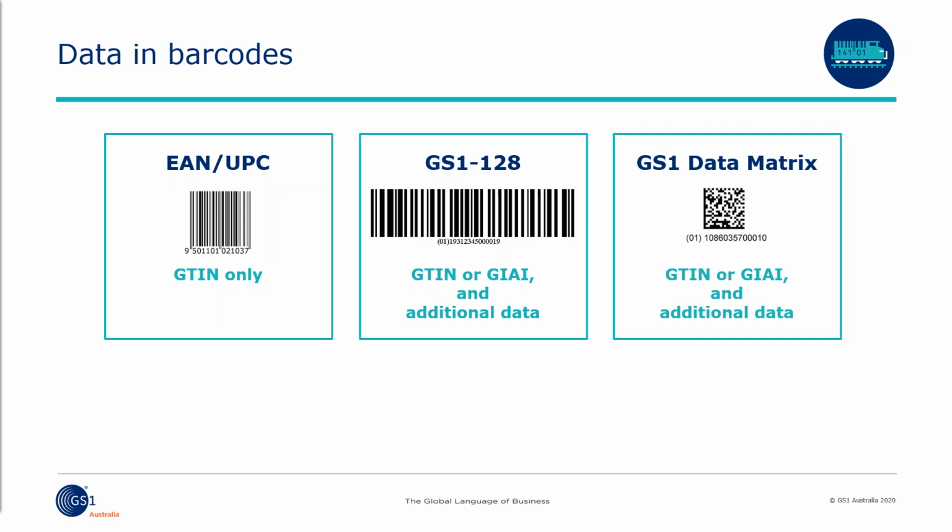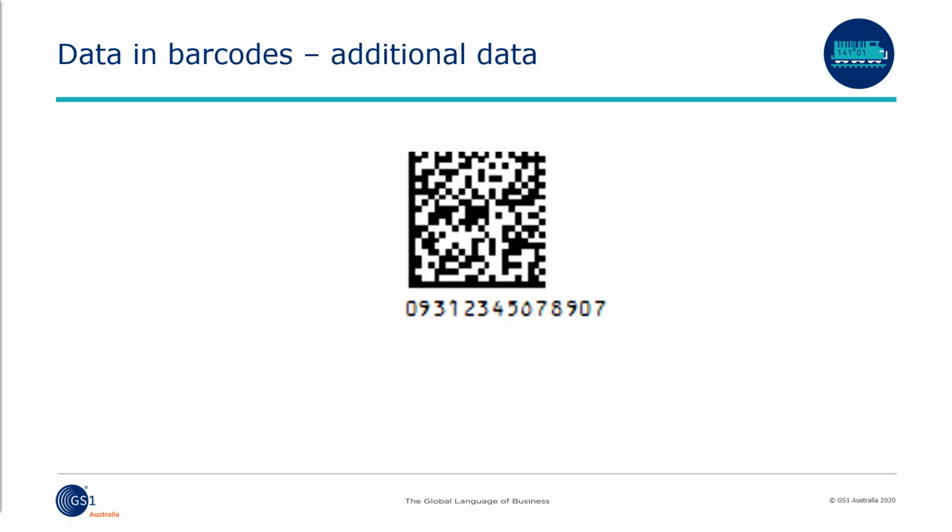So, how is additional data encoded, and what is the scope of the rail industry with regards to additional data in barcoded parts, consumables, and assets? Let's take a look. Here we see a GS1 data matrix. Scanning this barcode would show that it actually contains, as well as a GTIN, an expiry date, a batch number, and a serial number. So, how is this achieved?